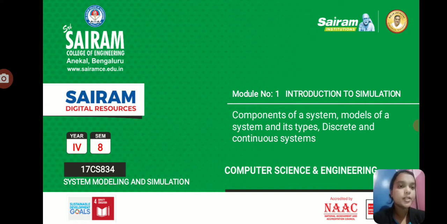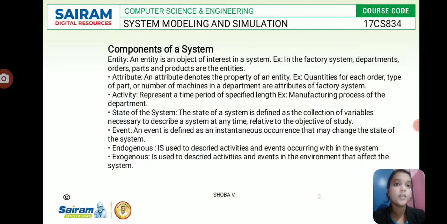Today we are going to discuss the components of a system, the model of a system and its types, and discrete and continuous systems. So now we'll see the components of a system. In the components of a system, we have entity and attribute. These two things are the main important ones. Entity is nothing but an object of interest in the system, and attribute is a property of an entity.